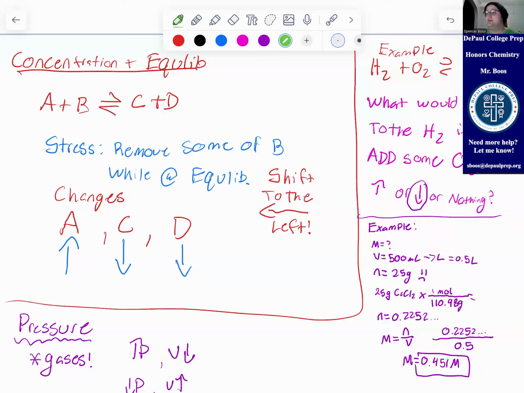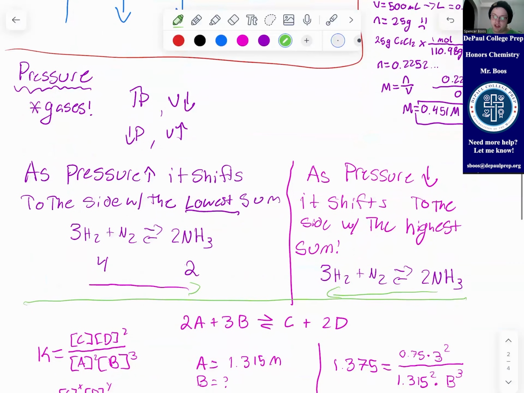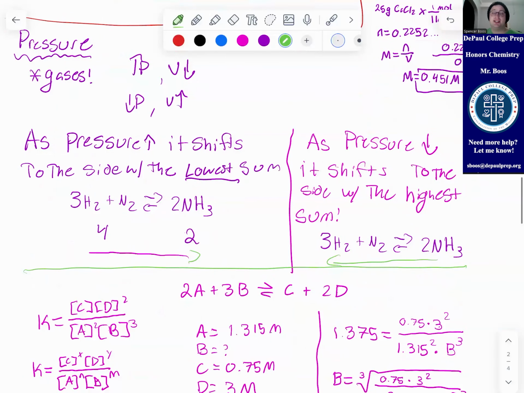Can you give an example of pressure as a stressor and what would happen if it shifts? We gave an example here with the Haber process, my apologies. In this case, when pressure increases, it shifts to the side of the lowest sum, in this case NH3. When pressure decreases, it shifts to the side with the highest sum, 4 on this side.